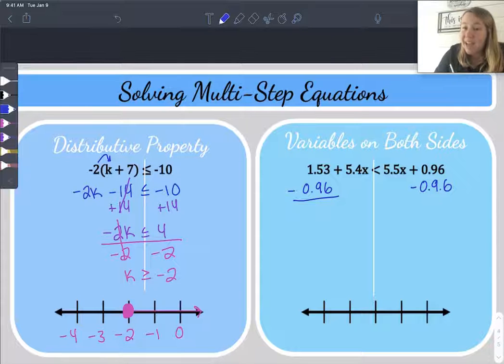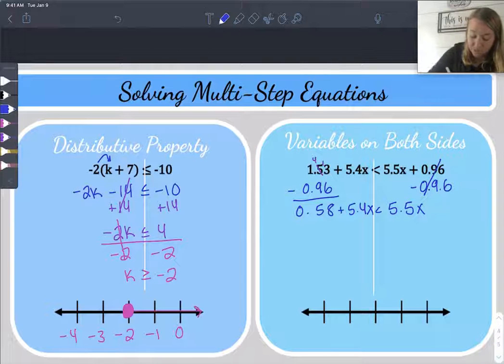When I do that, I cannot do 3 minus 6, so I am going to have to borrow from my 5, which gives me a 4, and a 13. 13 minus 6 gives me, I believe, 8. 14 minus 9 gives me 5. So I get 0.58 for that decimal, and I can bring down my 5.4x, my less than symbol, and then my 5.5x. And again, those canceled right there.